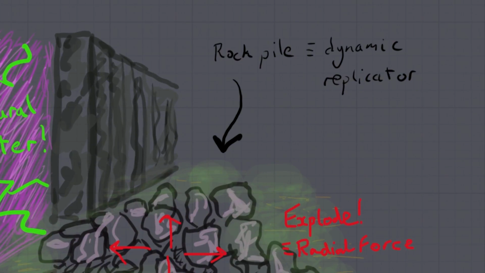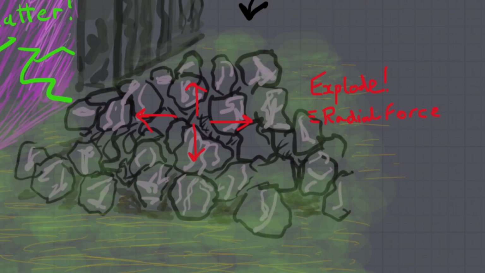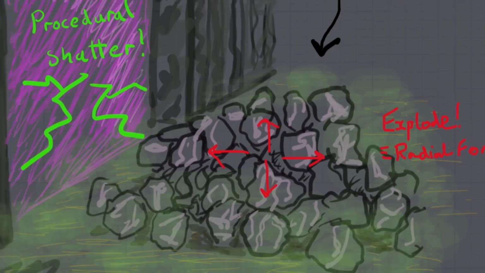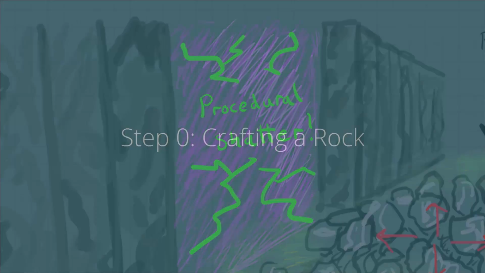We can create a pile of rocks using a dynamic replicator, as we already saw. Next, we need to explode it. We can use a momentary radial force for that. The final step is the most exciting. We can use the procedural shatter item to break the eldritch gate and gain access to the labyrinth. Fame and fortune await.